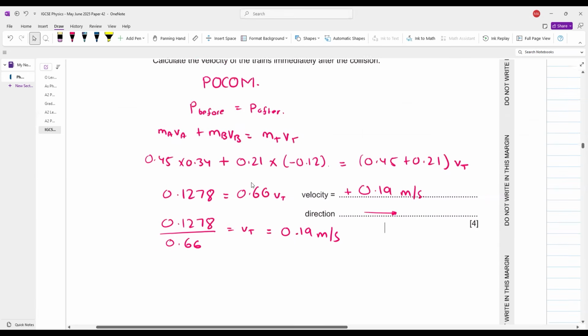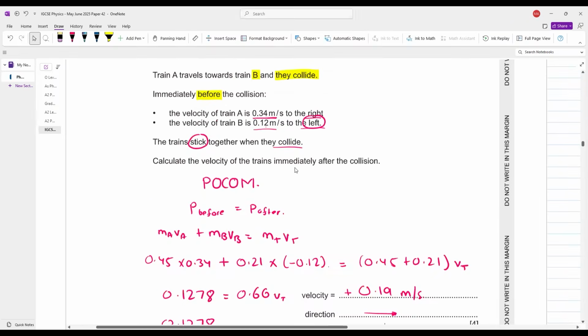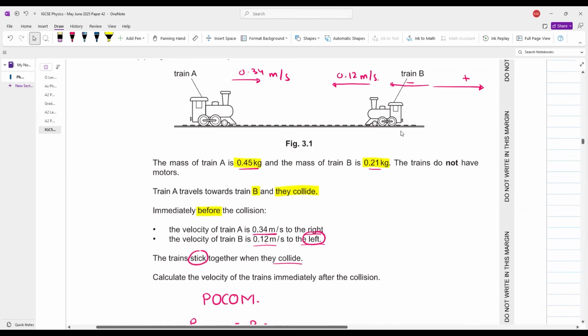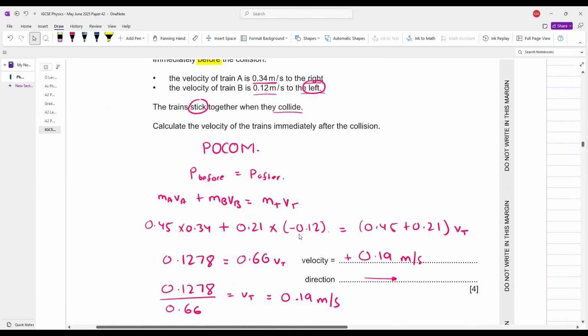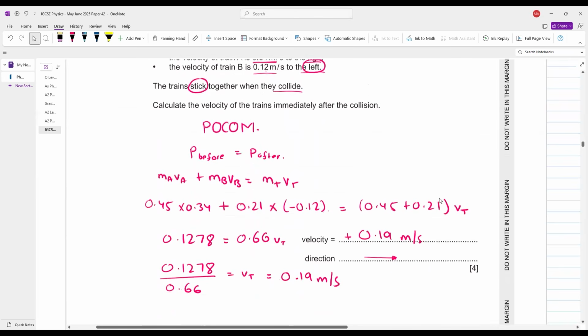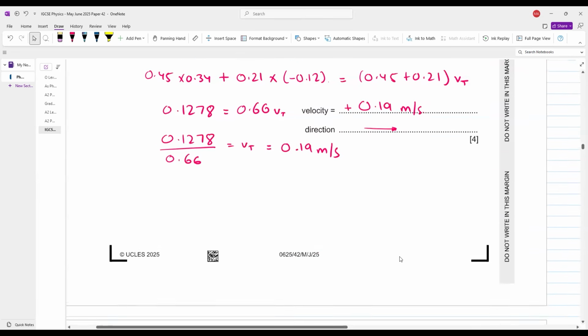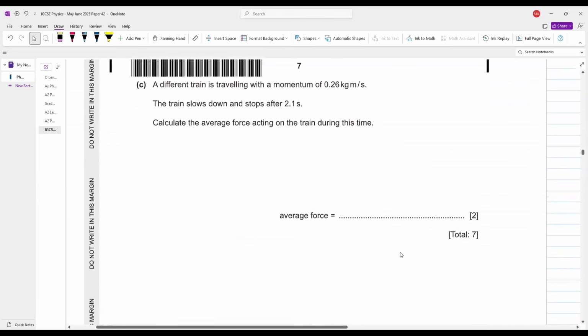Before collision, you had the 0.45 wala trolley moving towards the right with a velocity of 0.34. Before collision, your trolley B, your train B, has a mass of 0.21. It is moving towards the left. That means its velocity will be negative 0.12. After collision, what is the total mass? 0.45 plus 0.21 into the total velocity. The total velocity comes out to be 0.19 acting towards the right. Simple. Let's further move ahead.